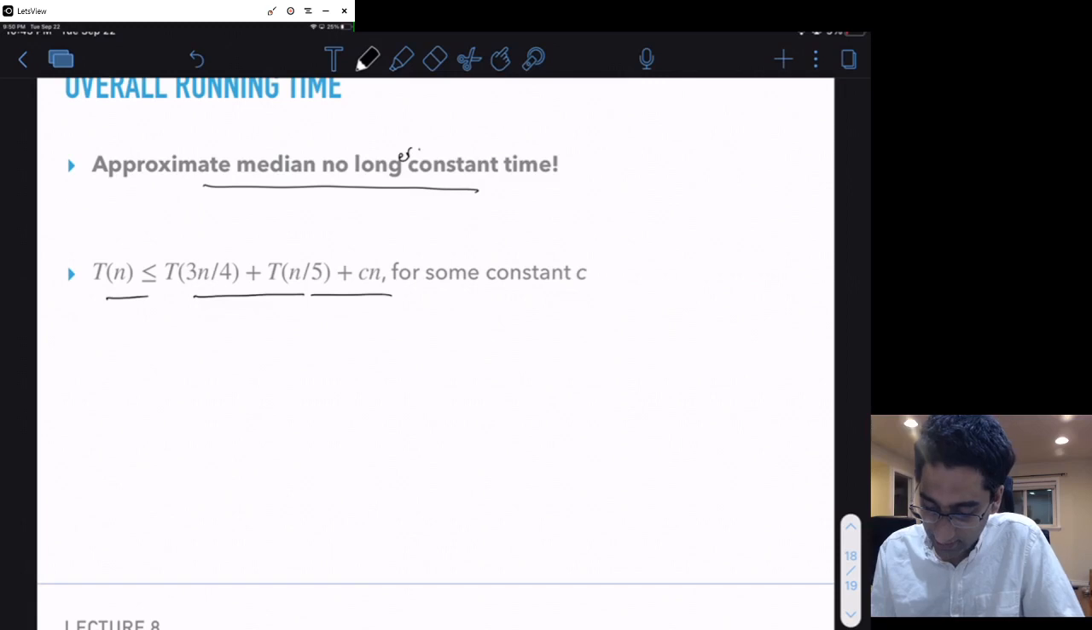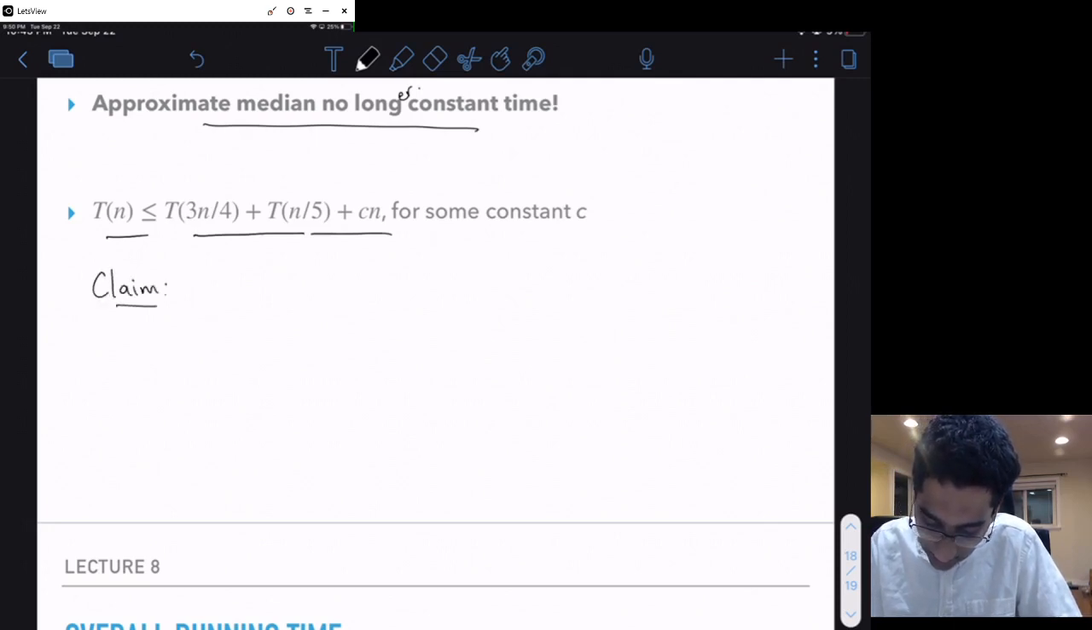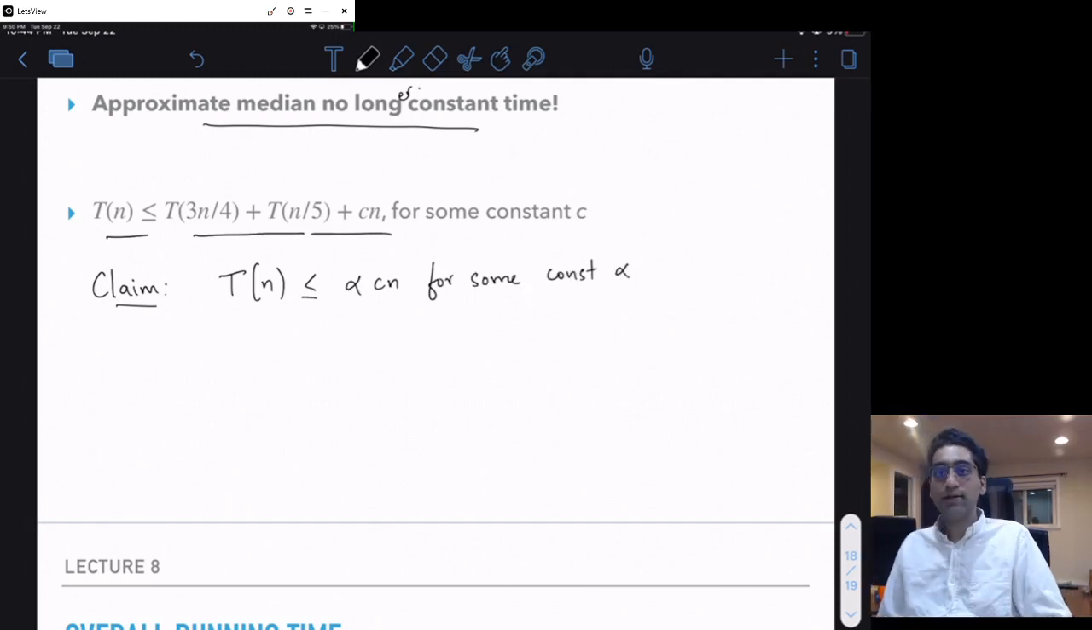It's not very easy to solve, but I want to claim that this is at most a closed form. The claim is that T of n is less than or equal to alpha cn for some constant alpha. And I'm going to do this by a guess and prove kind of method. So I've already guessed it. So let's just prove by induction.